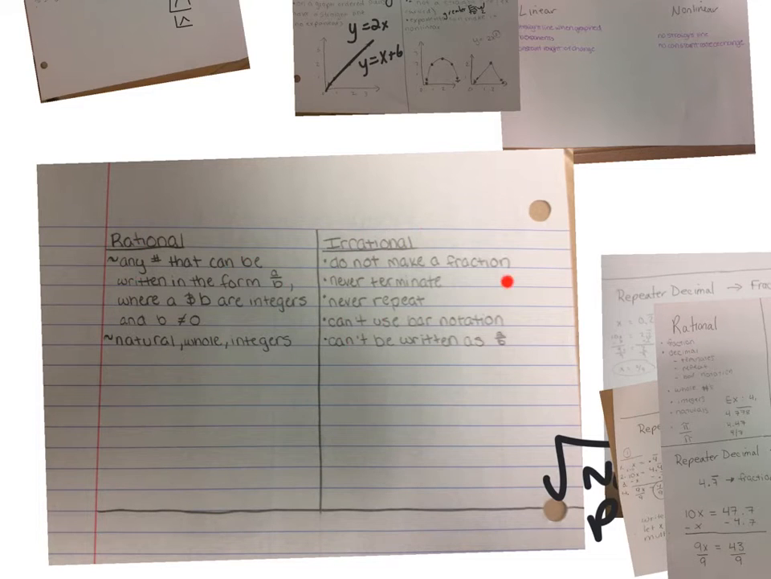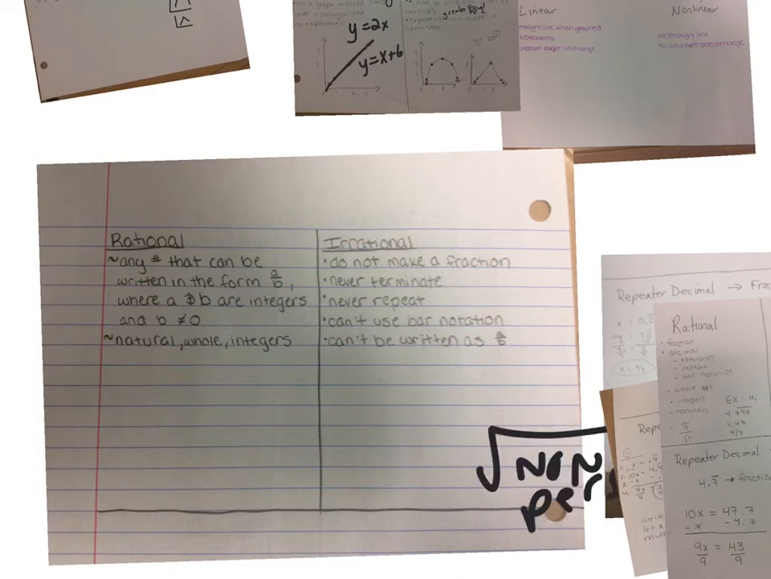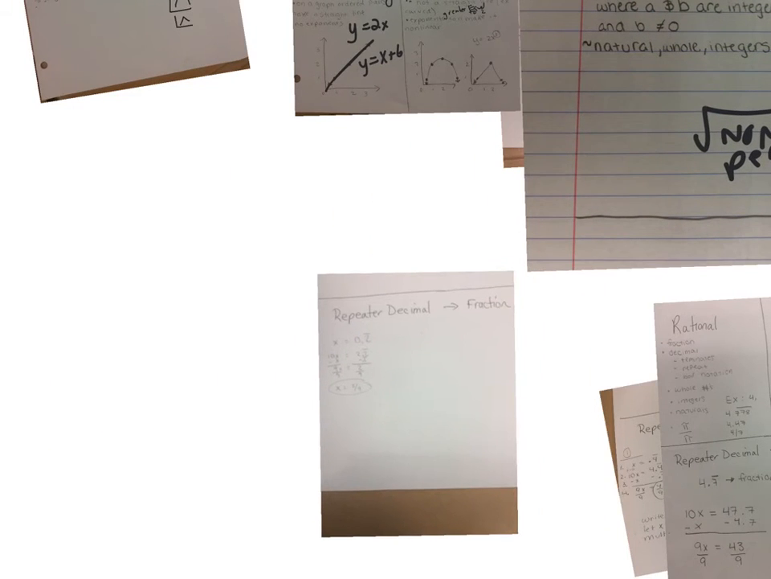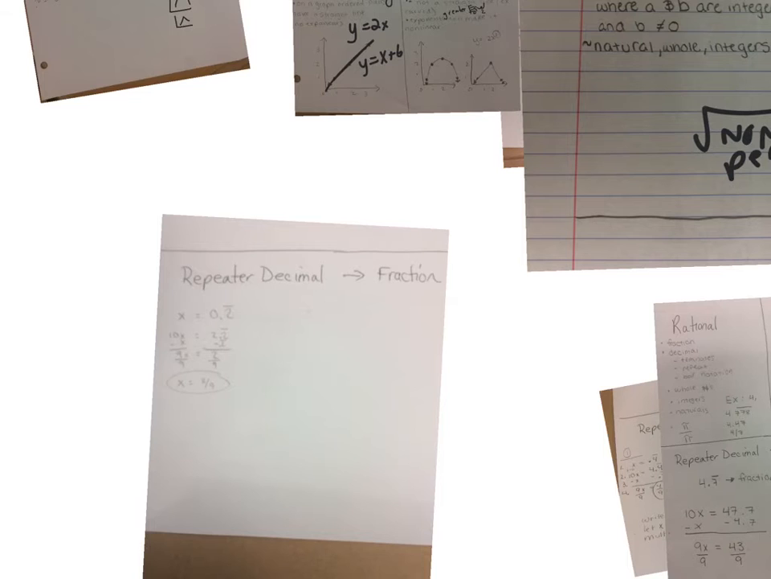So in order for it to be irrational, a number can never make a fraction, it can never terminate, and it can never repeat. We can't use bar notation for it, and it can't be written as the a over b fraction. Also, I would add that the square root of a non-perfect square would fall in this category as well, because those don't repeat and they don't terminate.